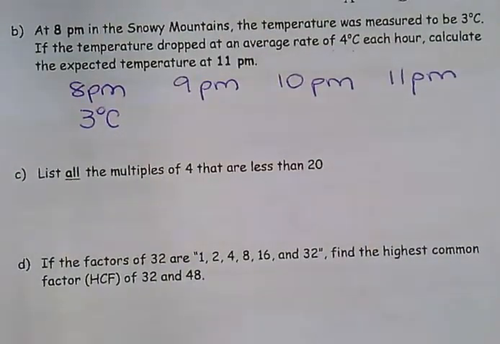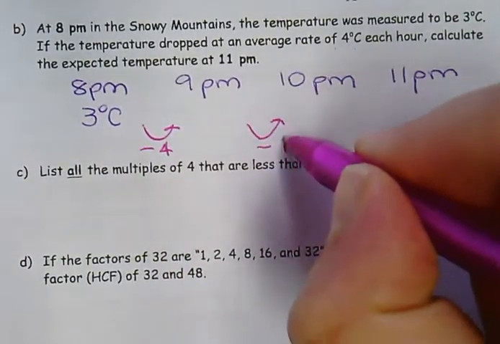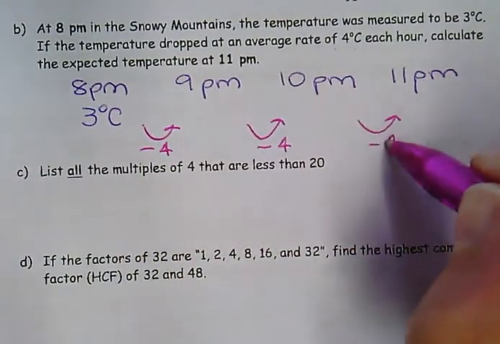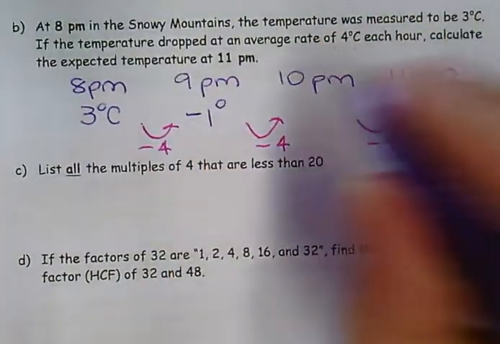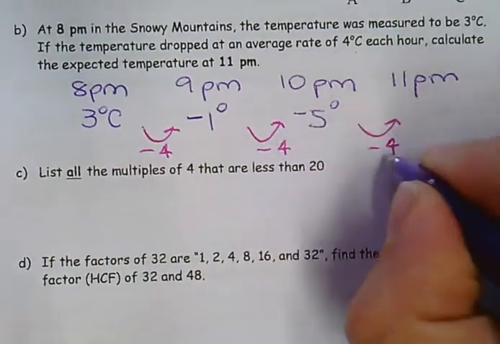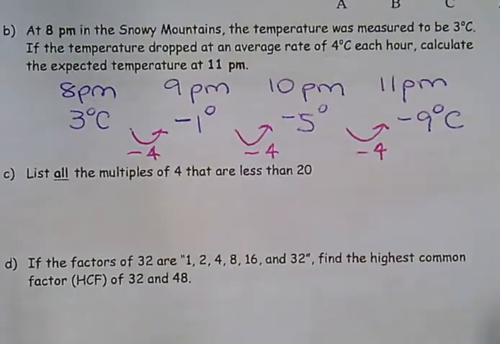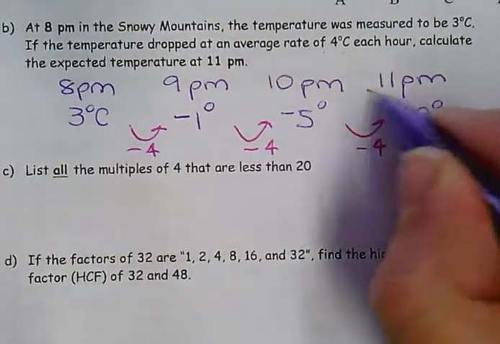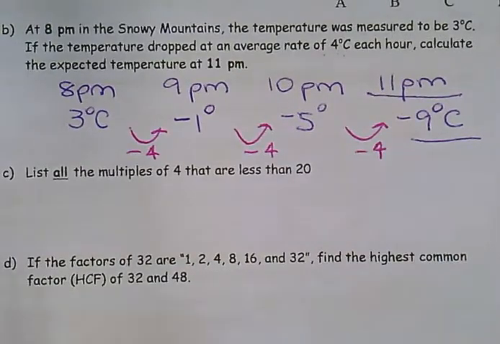So we're going to have to take away 4 degrees, and take away another 4, and then take away another 4. So 3 take away 4 is -1. And -1 take away 4 is -5. And -5 take away 4 is -9 degrees. So the expected temperature at 11 p.m. is -9 degrees.